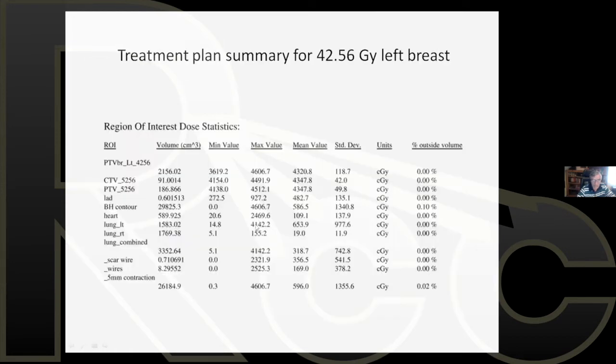Here is the statistics for the breast. You can see the heart contoured at 589 cc's, minimum, maximum, mean.